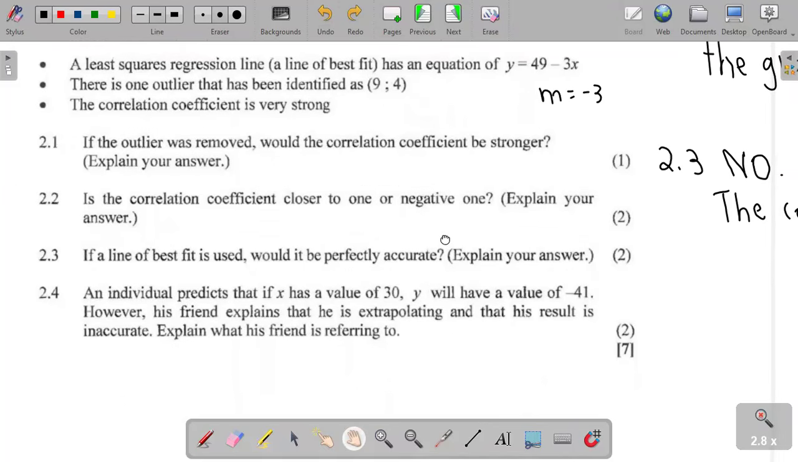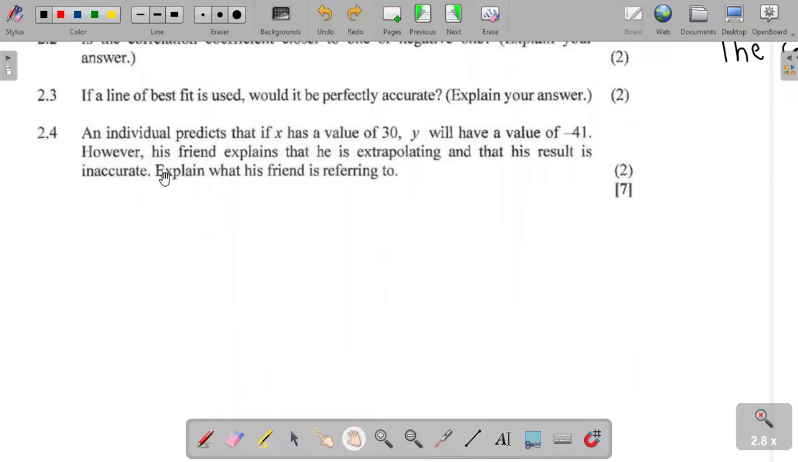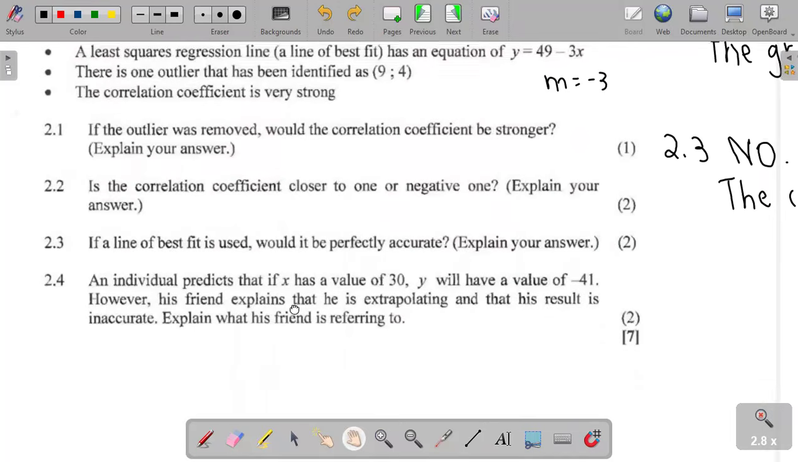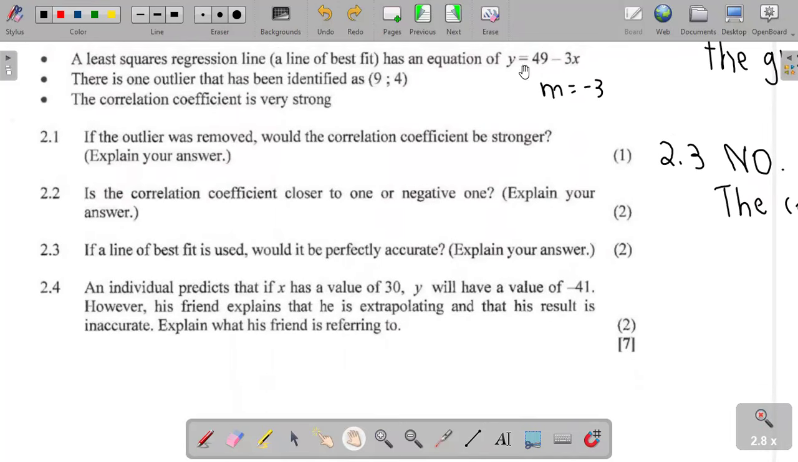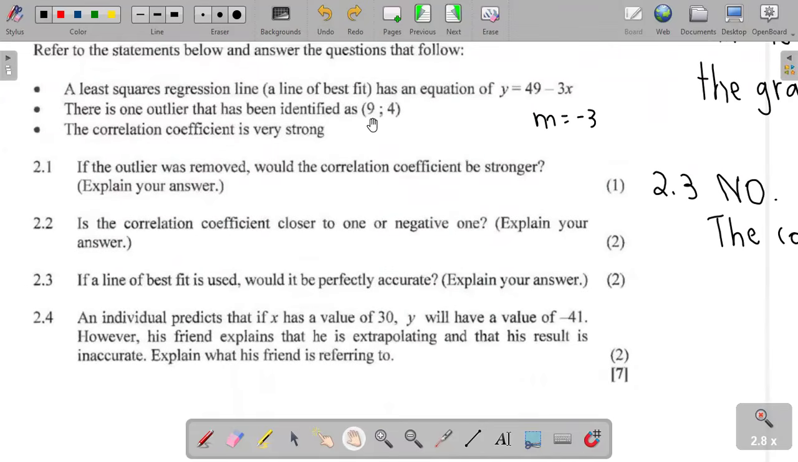X has a value of 30, y will have a value of 30. And then his friend explains that he is extrapolating and that his result is inaccurate. Explain what his friend is referring to. So we can see on our equation there, and we have an outlier of 9 and 4, then 49 minus 3.